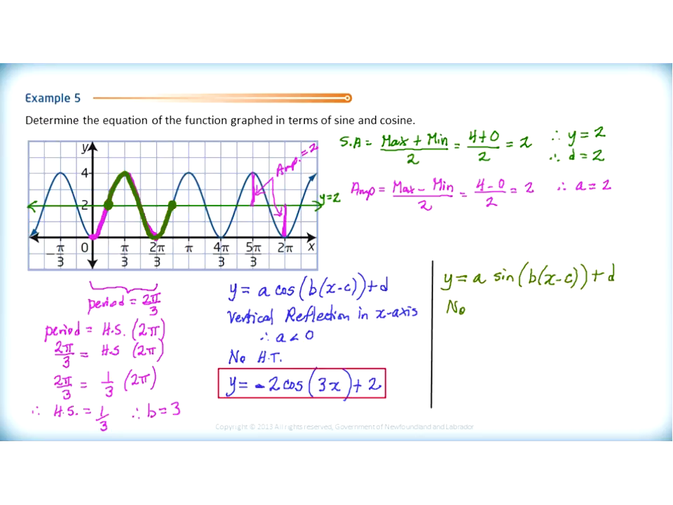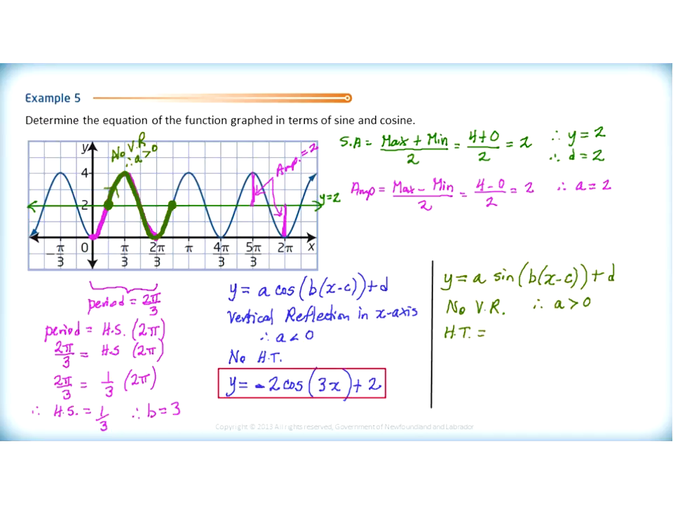So here we have no vertical reflections, right? Because my graph is starting off by increasing. So you got the regular shape there. There's no vertical reflection. Therefore, the value of A will be positive. A has to be greater than 0. However, we do have a phase shift. There is a horizontal translation.